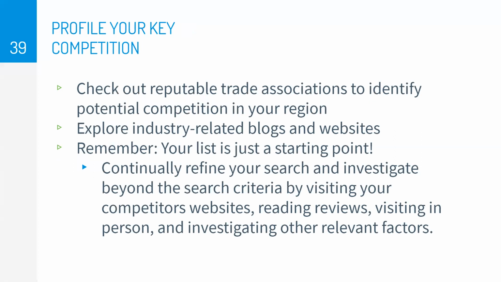As you begin to refine your list of competitors, dive a little deeper into those top most competitive businesses. Additional information on those businesses can be found in trade associations. For example, the Philly Mobile Food Association would be a good one to explore if you plan to open a food truck, or the Building Industry Association of Philadelphia for residential development and construction in the city. You should also explore blogs and websites related to your industry. Remember, your list is just a starting point. Continually refine your search and investigate beyond the search criteria by visiting your competitors' websites, reading reviews, visiting in person, and investigating any other relevant factors.